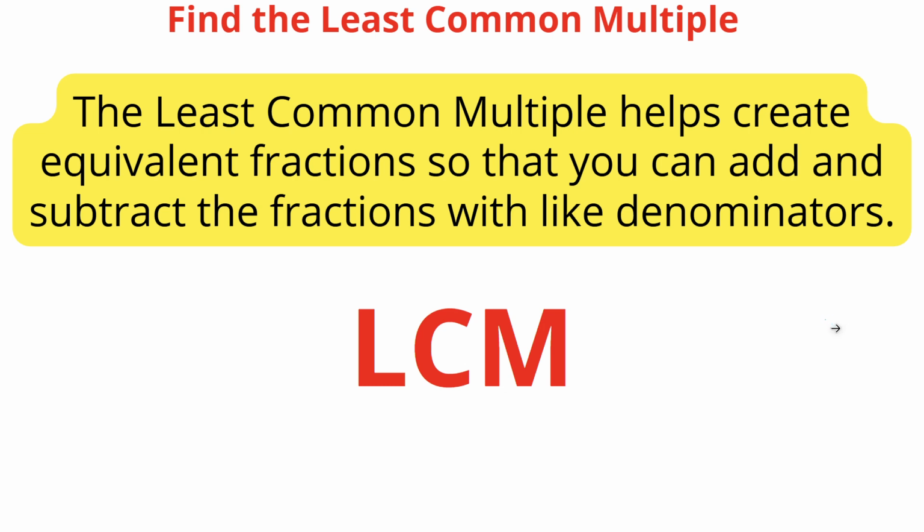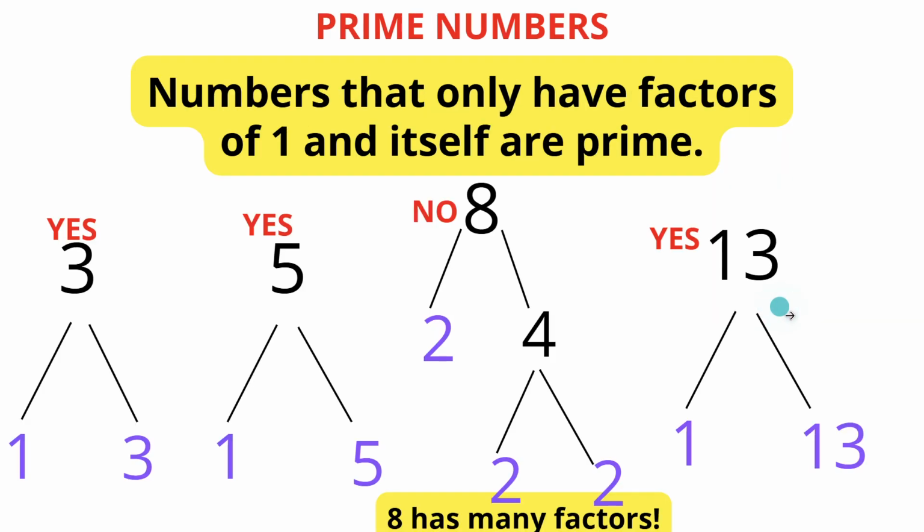We're going to work with least common multiple and factor trees together. The least common multiple helps create equivalent fractions, so you can add and subtract the fractions with like denominators. We're just going to abbreviate it as LCM. Check out these factor trees for 3, 5, 8, and 13. Yes, 3 is a prime number. It meets the definition. So does 5. 8 does not meet the definition.